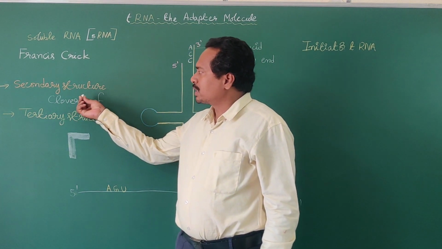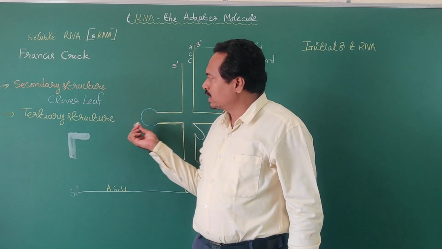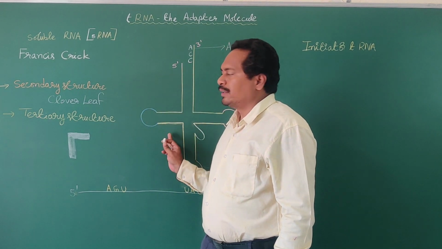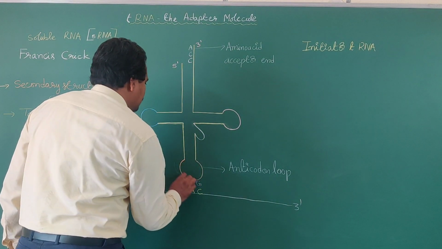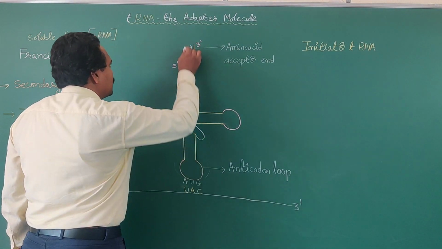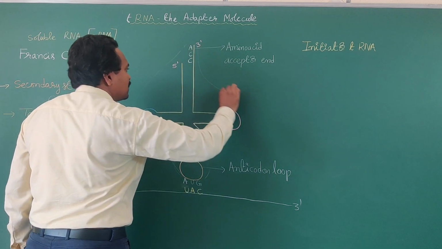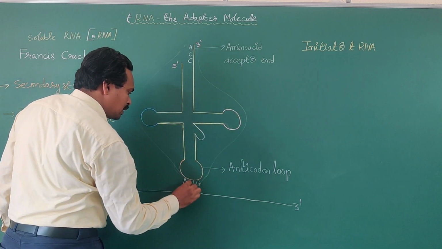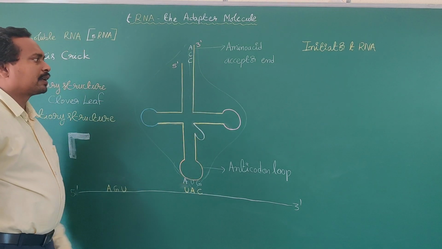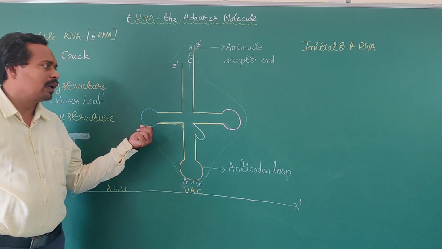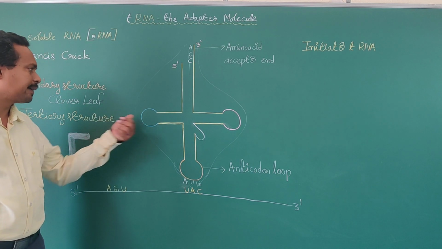The secondary structure of the tRNA molecule appears like a clover leaf. So this is the structure. It resembles a clover leaf, like a plant leaf. The secondary structure of tRNA appears like a clover leaf. This is the secondary structure.